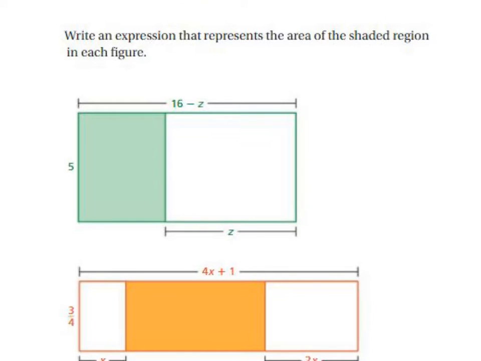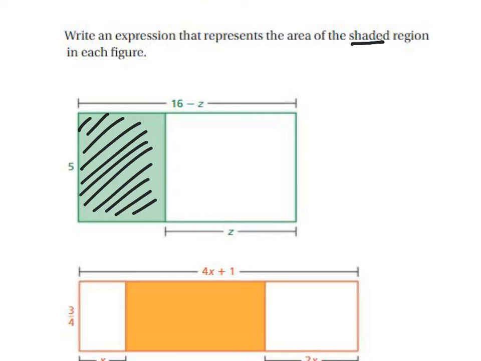For this, they want us to write an expression that represents the area of the shaded region. So that close reading, shaded, I'm just going to mark that here so you see what we're looking for. That means I'll need to find the area of the whole thing and take away the area of the white part. So I'm going to remember that the area of the whole thing would be length times width, minus the area of the small part, which would also be length times width. So I'm going to write this as area of the whole minus area of the part.